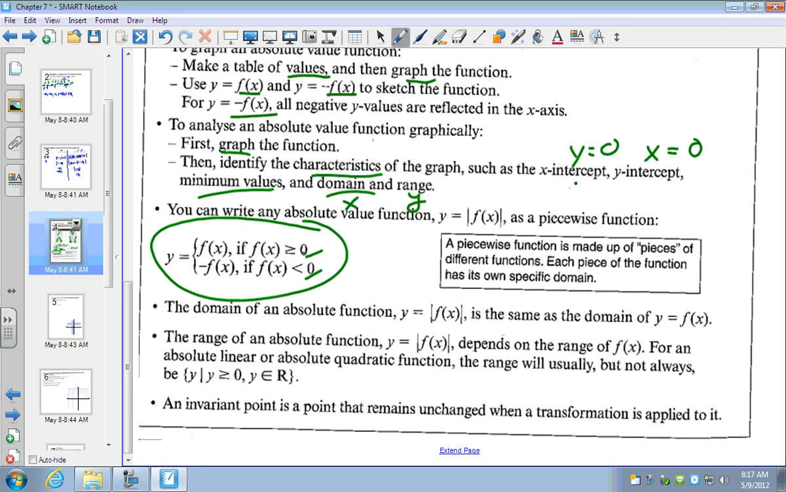The domain of an absolute function is the same as the domain of y is equal to f of x, so all x values. The range depends on the range. For an absolute linear or quadratic, the range will usually be all y is greater than or equal to 0. An invariant point is a point that remains unchanged when a transformation is applied to it.